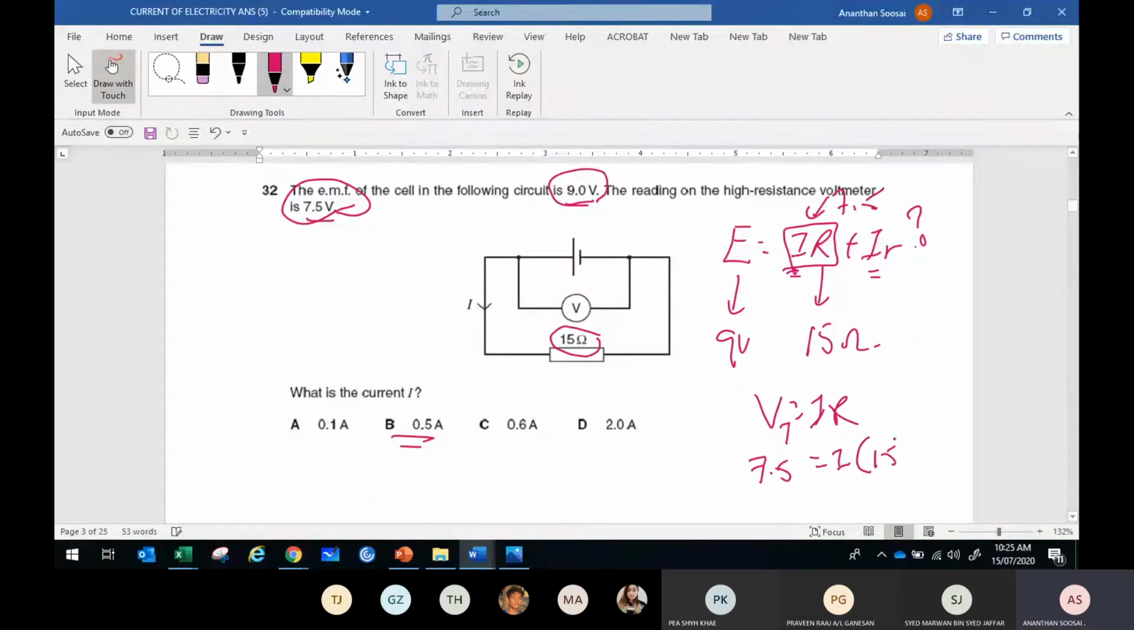The external load is 15 ohm. Yes, then you get the current. So it's 0.5 ampere. Okay. So the EMF formula this time doesn't work because we have two unknowns. We don't know the current, we don't know the internal resistance. So this 9 volt is extra information, you never use it. Sometimes Cambridge gives extra information. Very rare, but they do sometimes. Okay. So good, those who got B is the answer, 0.5.